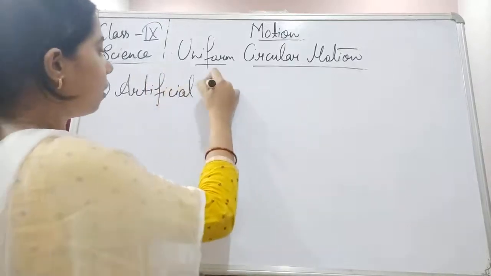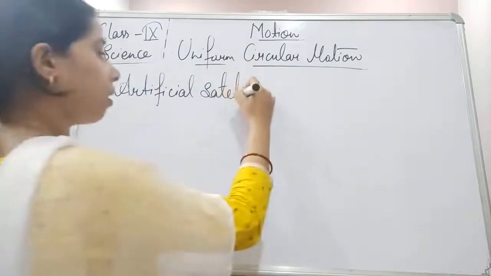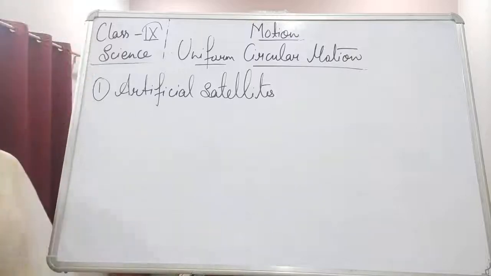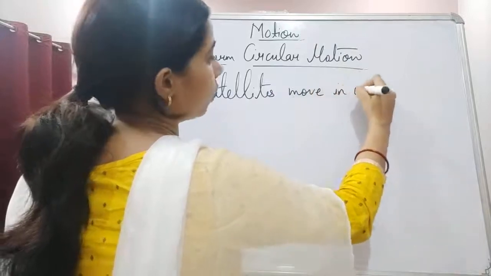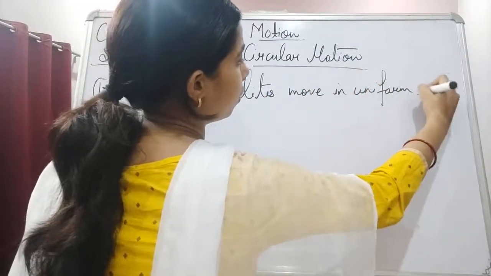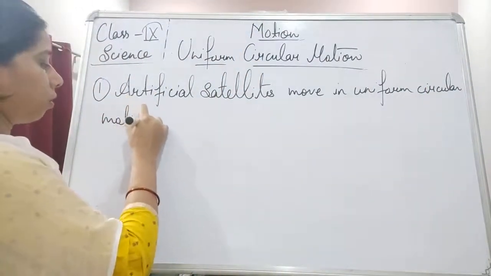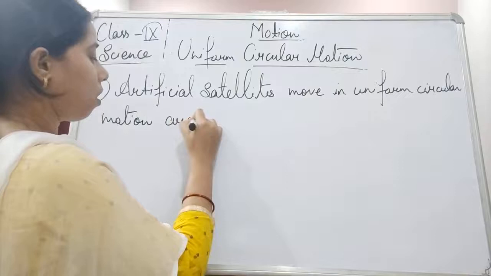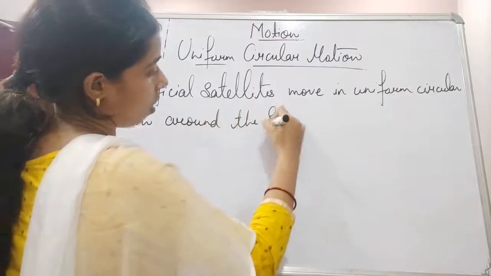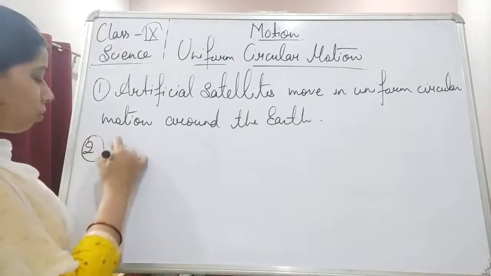Artificial satellite moves in uniform circular motion around the earth. Around the earth.